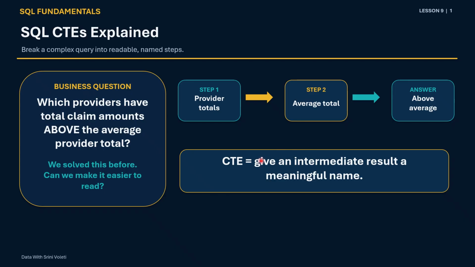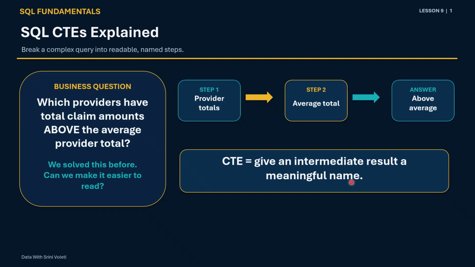Instead of thinking about one giant SQL statement, we can think in business steps. First, prepare provider totals, then use those totals for the next calculation. Finally, return the business answer. The core mental model for this lesson is: CTE equals a named intermediate result that helps us organize SQL.